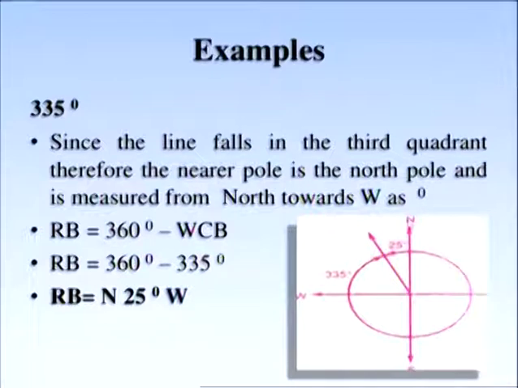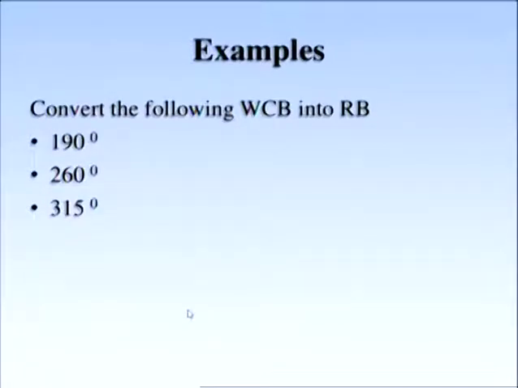You are able to understand that your reduced bearing is between north and west. Now to find the north-west bearing, naturally you have to subtract from 360 degrees. So 360 degrees minus whole circle bearing, and the value is 335. If you put it over here, you will get the reduced bearing, north 25 west. So in this way you are able to find the reduced bearing from the whole circle bearing.